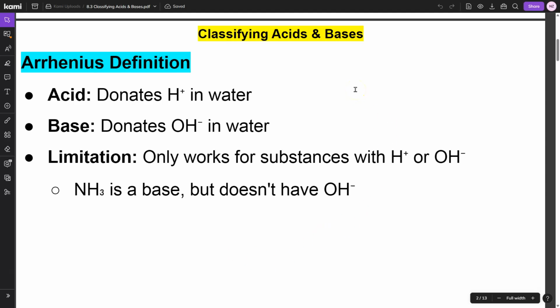definition. In this definition, acids donate hydrogen ions in water, and bases donate hydroxide ions in water. Now, a limitation of this definition is that it will only work for substances that contain hydrogen or hydroxide, and NH3, for example, is a base that doesn't contain hydroxide, so this definition will not always work.